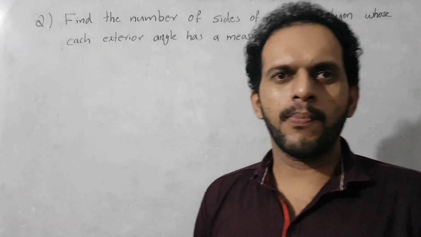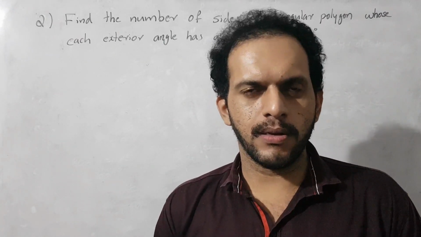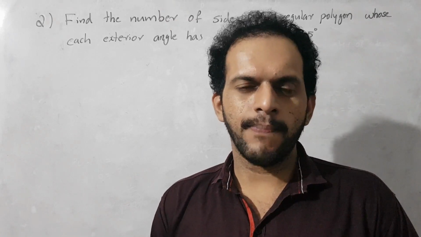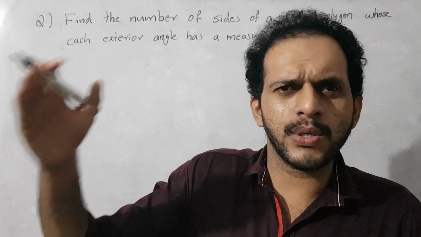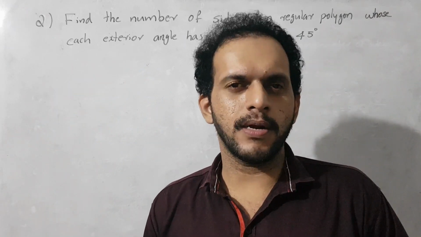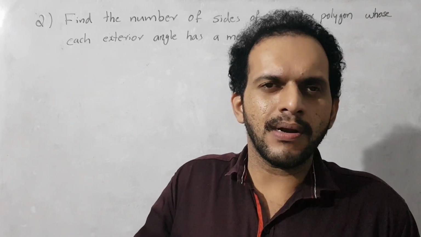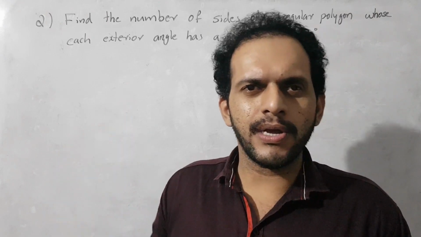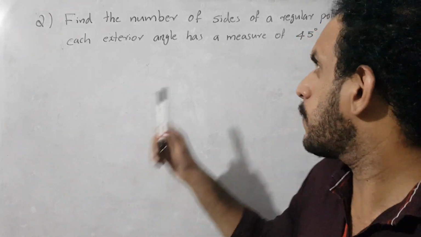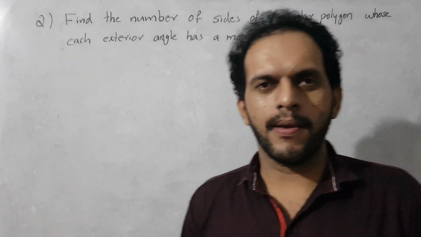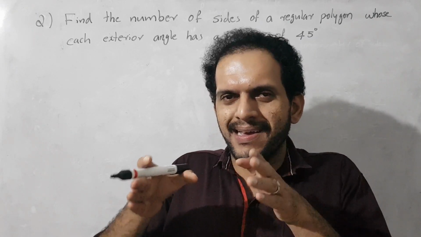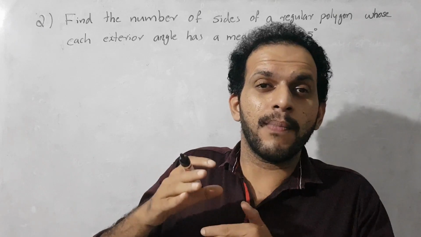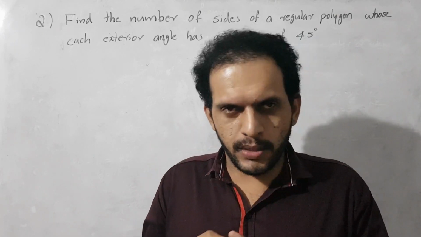And it is also given that it is a regular polygon. Correct? A regular polygon means all exterior angles are equal. Okay? So what is the question? Here the question asks to find the number of sides. For that, one exterior angle measurement is given. What is the one exterior angle measurement? It is 45. Why is it given like that? We need to find the number of sides, but here the one exterior angle measurement is given.